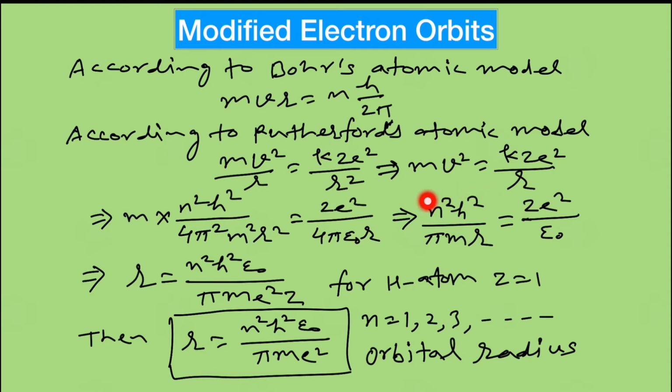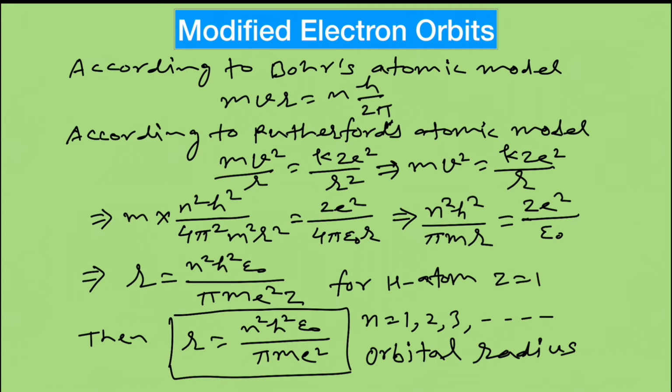So, n square h square upon pi m r, here also the power of r is cancelled, 4 pi is cancelled. So, left one is pi, m is also cancelled with the power of m. So, we get n square h square upon pi m r is equal to Ze square upon epsilon naught. Then finally, r is equal to n square h square epsilon naught upon pi m e square Z. For hydrogen atom, Z is equal to 1. Therefore, r is equal to n square h square epsilon naught upon pi m e square. This is the orbital radius of the revolving electron.